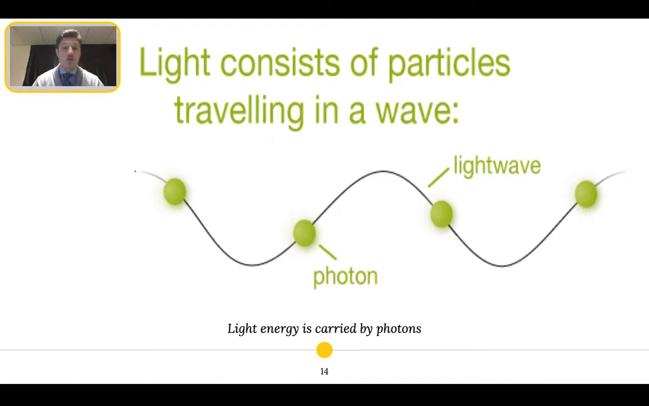A photon does not have a mass like matter does. It only contains energy. Planck's constant is 6.626 times 10 to the negative 34 joules per second. The value is so small because a photon is so tiny that there are so many of them within a light wave. This is how energy is transferred by a light wave.